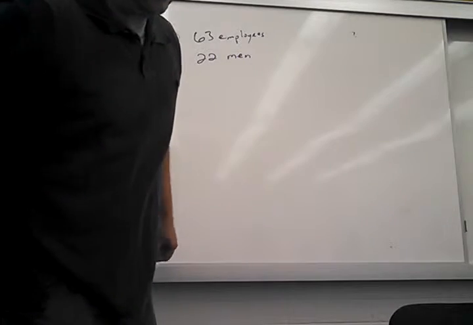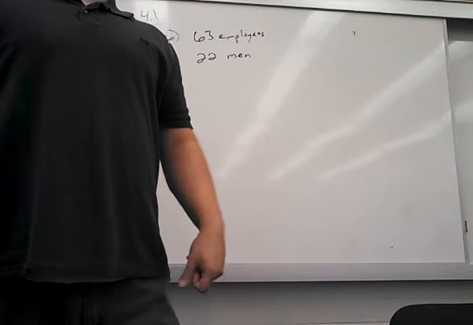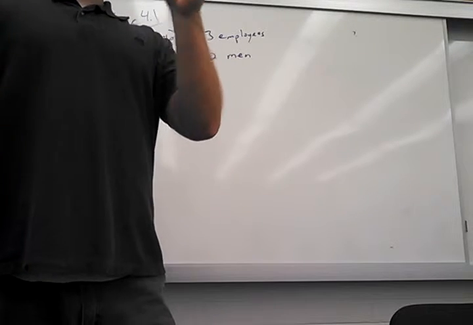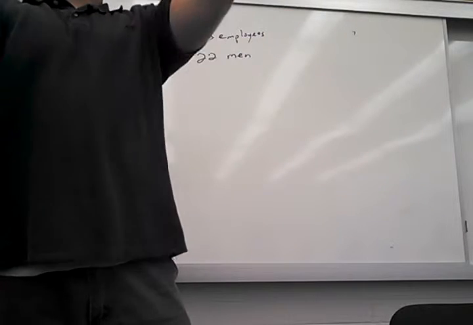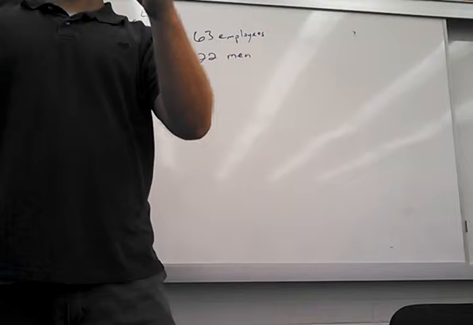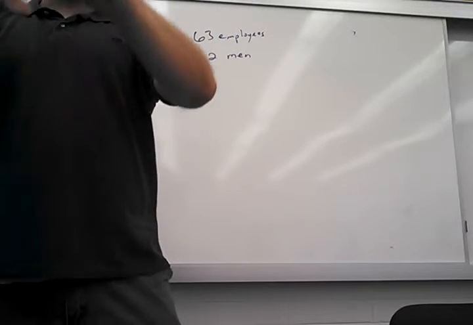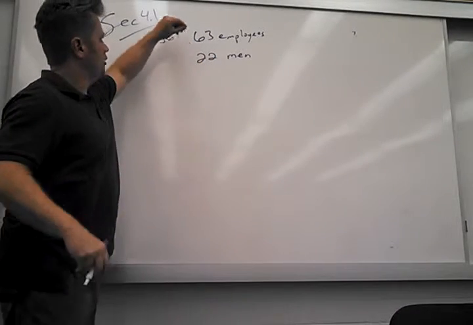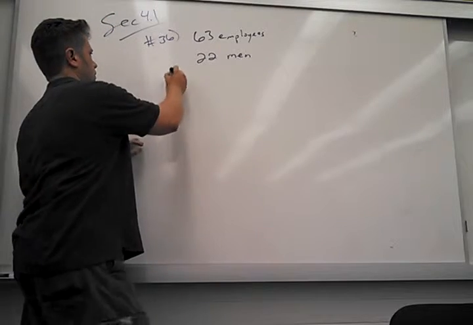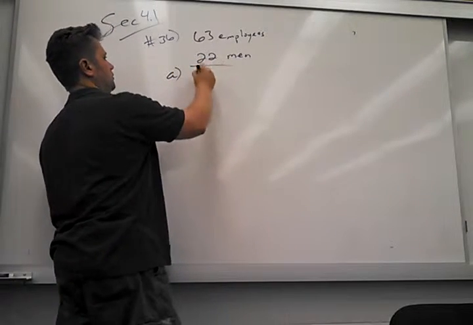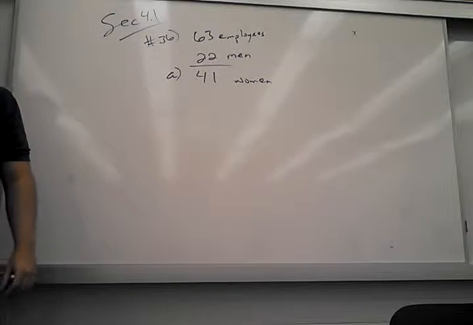So the first part of 36 says how many of the employees are women. They are making a large assumption that nowadays is not always true, that people identify themselves as one or the other. There's a lot of discussion about a third kind of gender coming out, but let's just go with 2 genders. So if I have 22 men, 63 employees, how many women do I have working there? Just subtract those. The rest of them must be women.